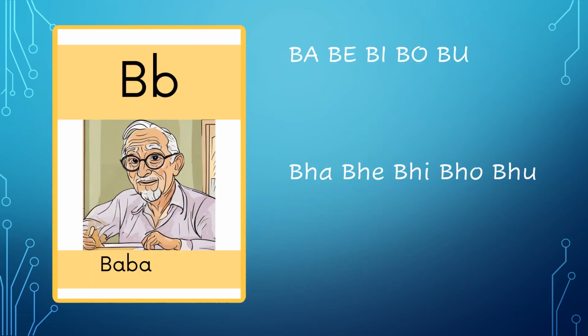The next letter will be B. It will sound like ba, be, bi, bo, bu. When added with an H, it will sound like ba, be, bi, bo, bu. An example of this would be baba, which means father.